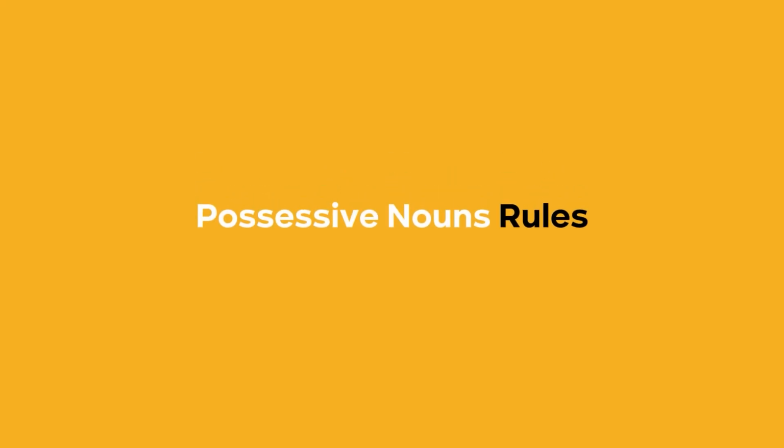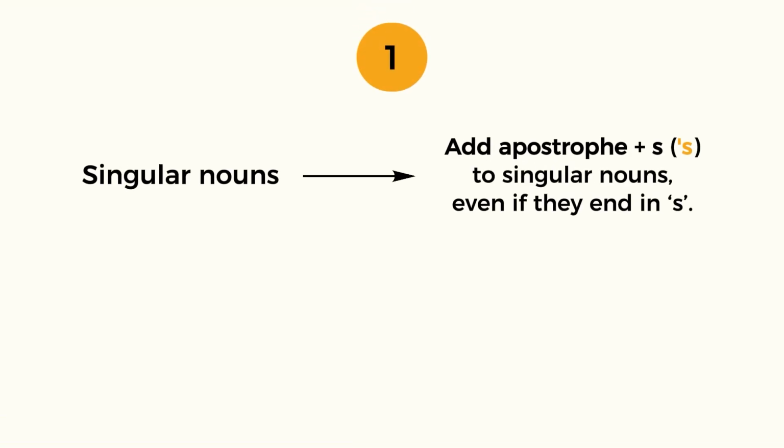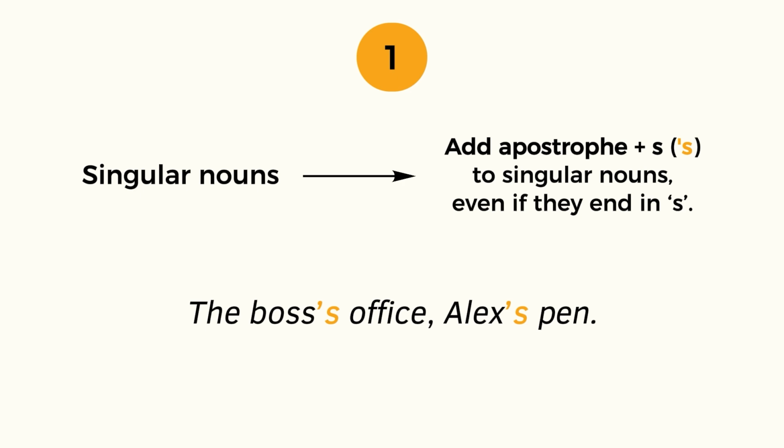Possessive noun rules. Here is the summary, the rules that everyone should memorise. Don't worry, there are only 6 of them. 1. Singular nouns. Add apostrophe and s to singular nouns, even if they end in s. Example, the boss's office, Alex's pen.